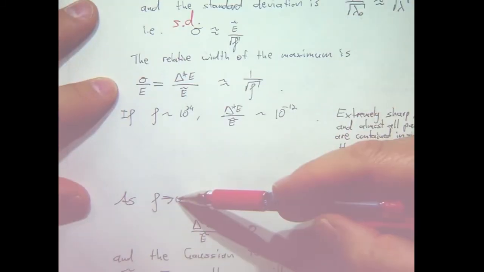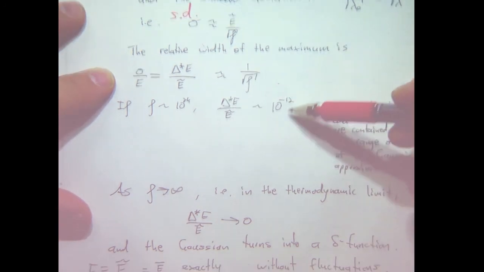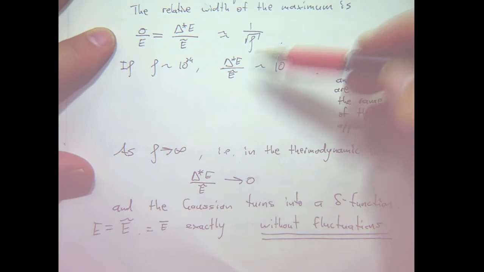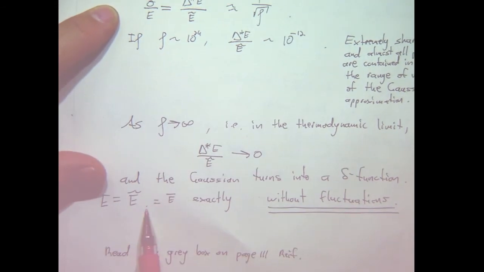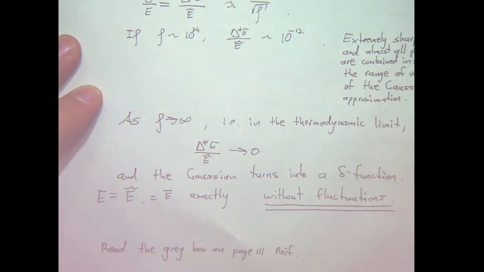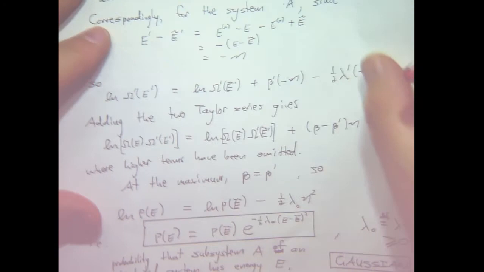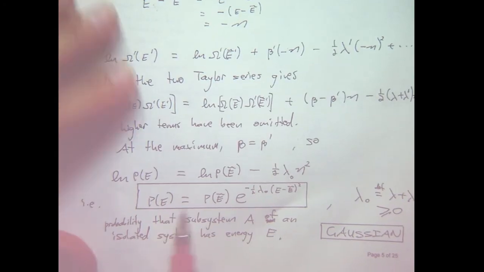The other thing is that as the degrees of freedom tends toward infinity, this relative width tends to 0, and the Gaussian turns into a delta function, and the mean equals the maximum. The energy equals the energy at the maximum, which equals the energy at the mean exactly, as long as you're away from the phase transition without fluctuations. Okay. So the point here is that the probability distribution of the energy of the isolated system turns into a Gaussian that's extremely sharp.